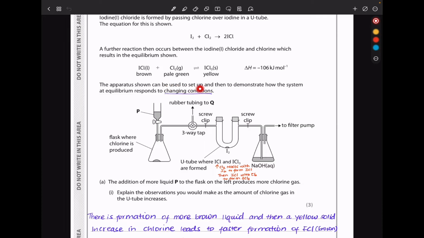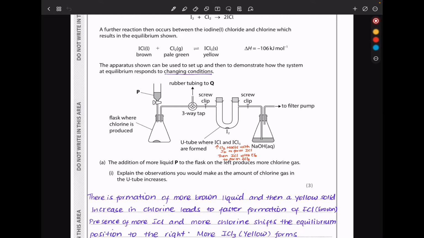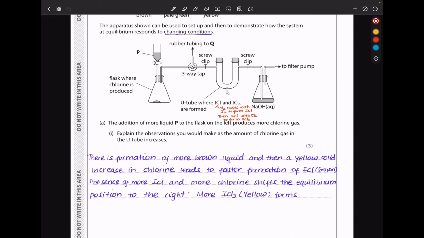The apparatus shown can be used to set up and then to demonstrate how the system at equilibrium responds to changing conditions. So we can see the setup here. There is chlorine that is going to be produced here. It will go through to the tube containing iodine. Our reaction will take place, producing the first product, which is going to be brown, and then this will react with more chlorine to produce ICl3. Here we have sodium hydroxide and so many more.